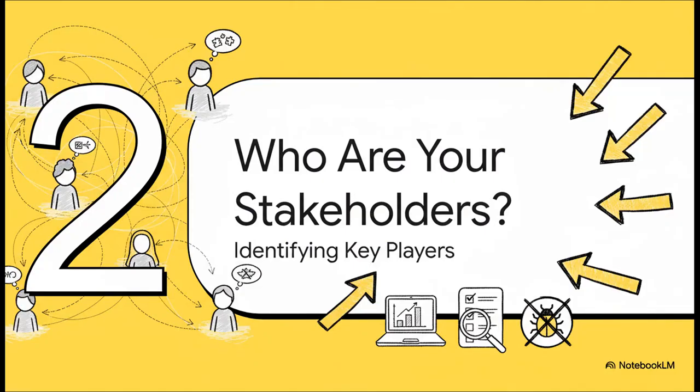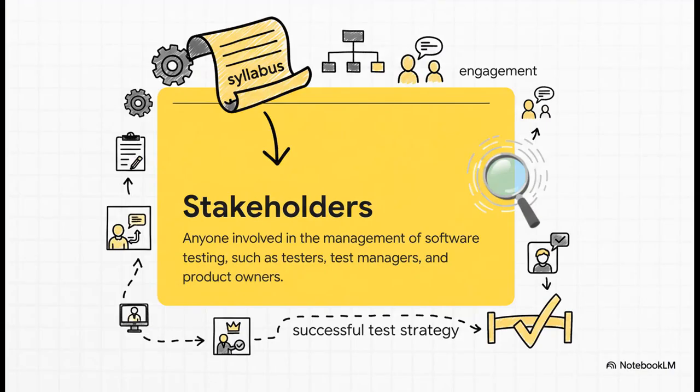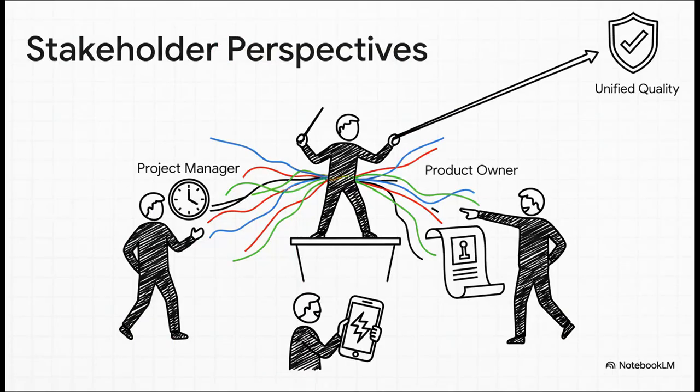Okay, so to manage that ecosystem, you first got to know who the key players are. And that brings us right to the heart of today's topic, your stakeholders. Now, stakeholder isn't just some empty corporate buzzword. The syllabus gives it a really specific meaning. These are the people you as a test manager need to actively identify, understand, and engage with. Figuring out who they are, what they care about, and what they need from you is the absolute bedrock of a successful test strategy.